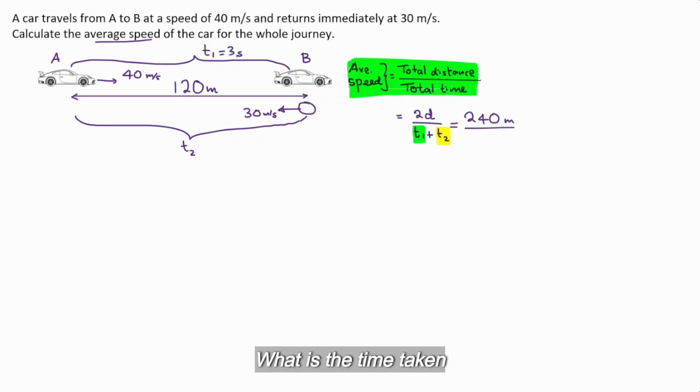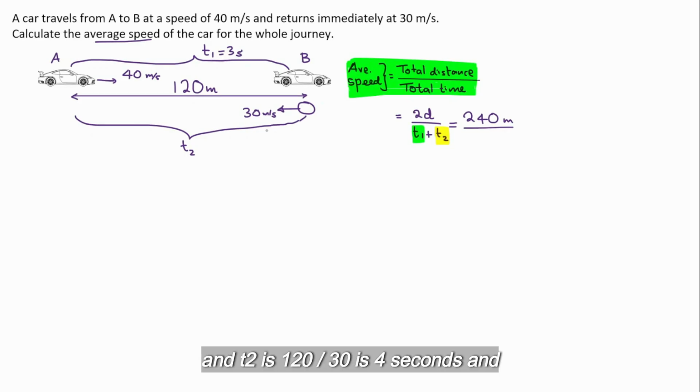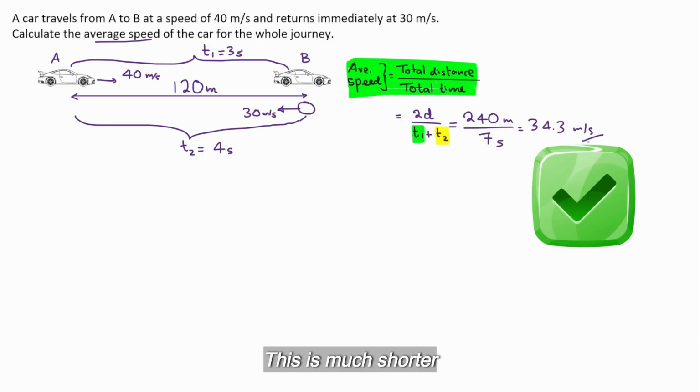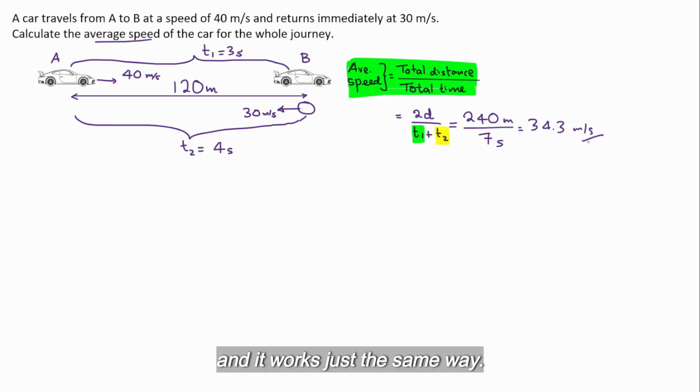What is the time taken? 120 meters at 40 meters per second. That would obviously take 3 seconds. 120 divided by 40 is 3. And T2 is 120 divided by 30, which is 4 seconds. And 3 seconds to go, 4 seconds to come back. That is 7 seconds. And this is exactly 34.3 meters per second, just like we got before. This is much shorter and it works just the same way.